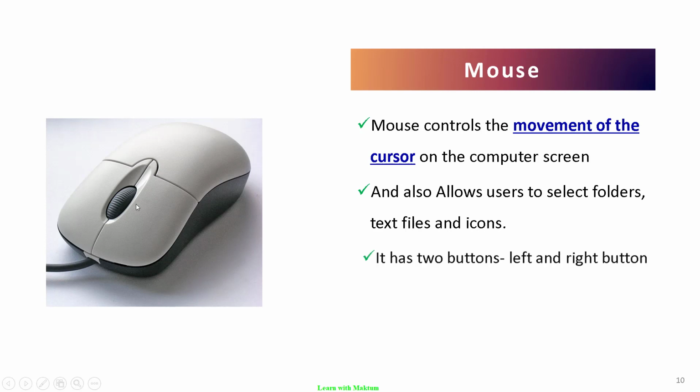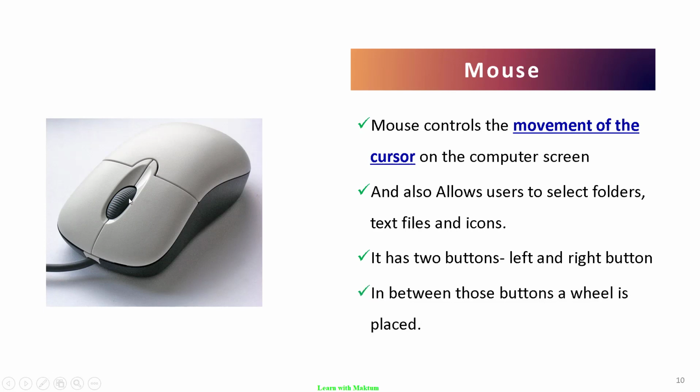There will be 2 buttons. You can see there will be 2 buttons. One is left button and right button. In between those buttons there is a wheel. So mouse is used to control the movement of the cursor, as well as it is used to select the icons or the folders. Okay. So this is a brief introduction about mouse.